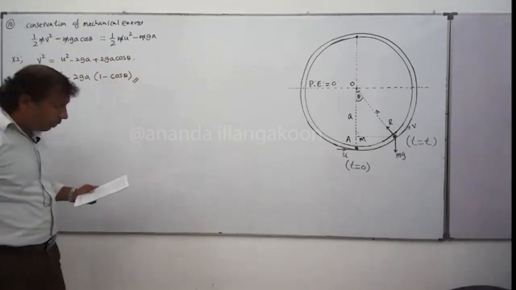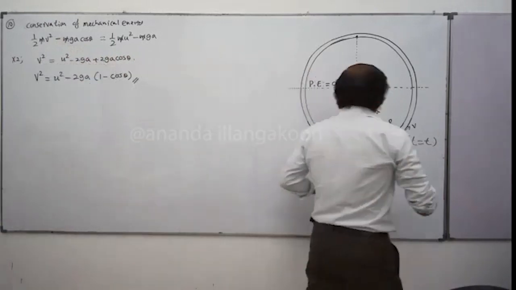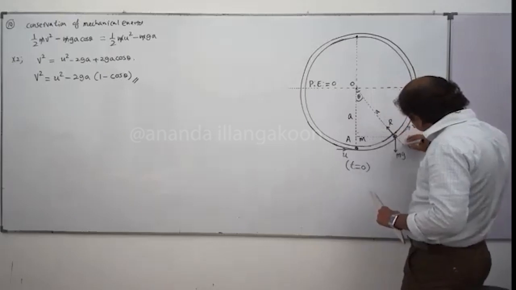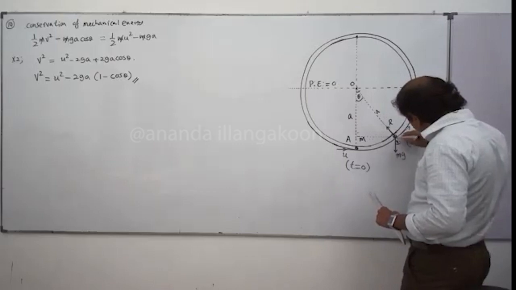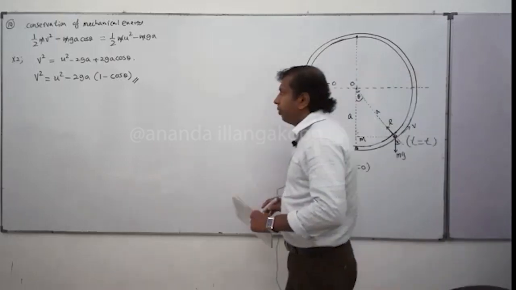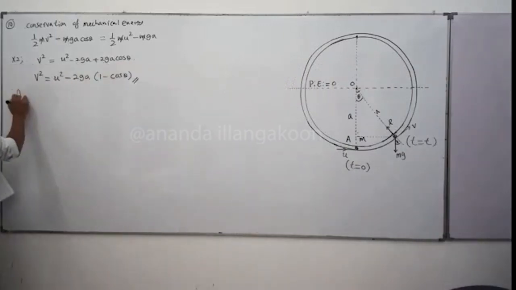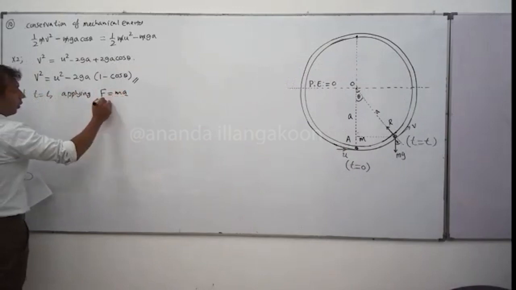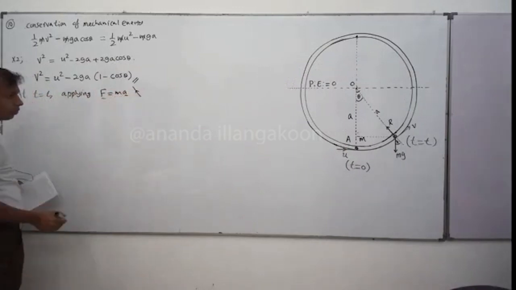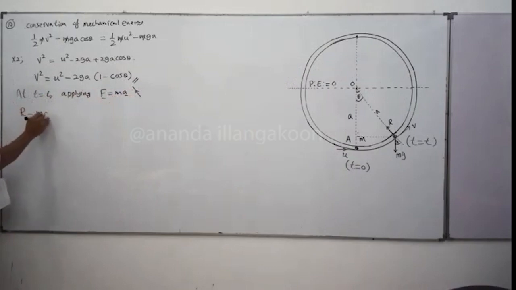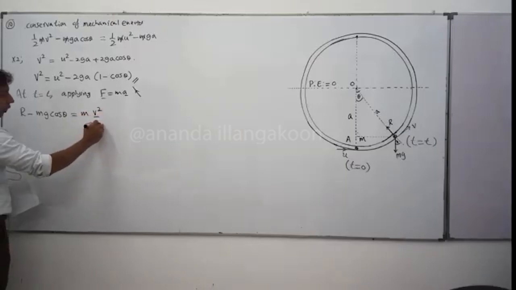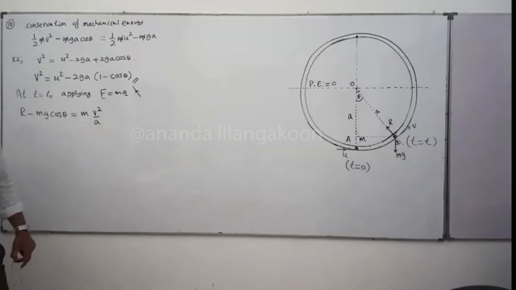Now we can apply F equals ma towards the center. If this angle is theta, here also this angle is theta. Applying F equals ma, we get R minus m g cos theta equals m v squared upon a, the centripetal acceleration.